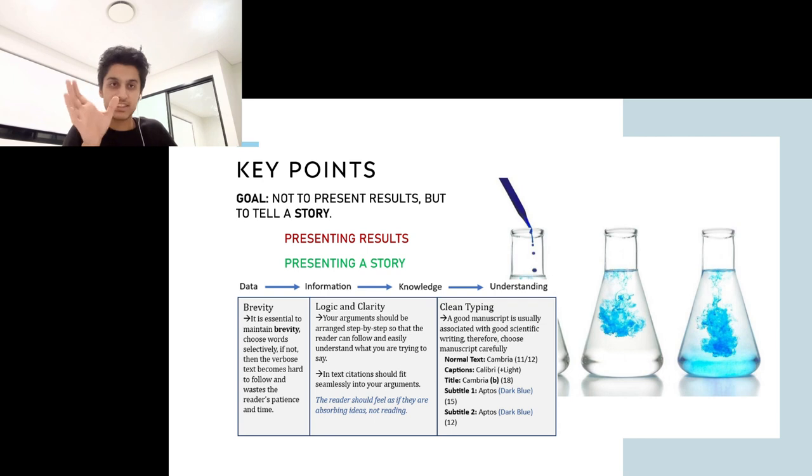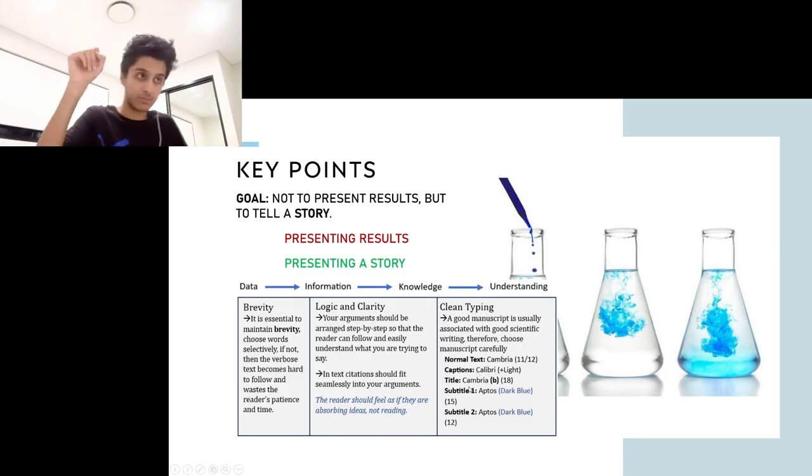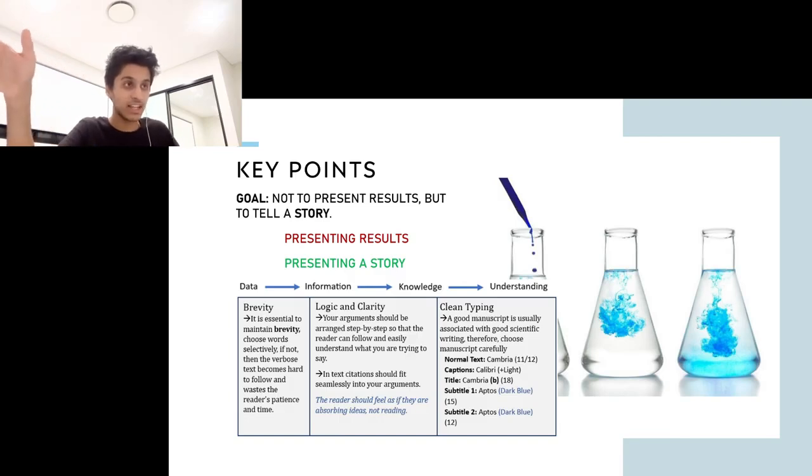And so here's the manuscript that I've come up with. When you're writing normal text, you want to use Cambria 11 or 12 size. For captions, for photos and graphs, you want to use Calibri. If you're writing the title, you want to put Cambria in bold with 18 font size. Subtitles, I like using Aptos, and yeah, so that's that.